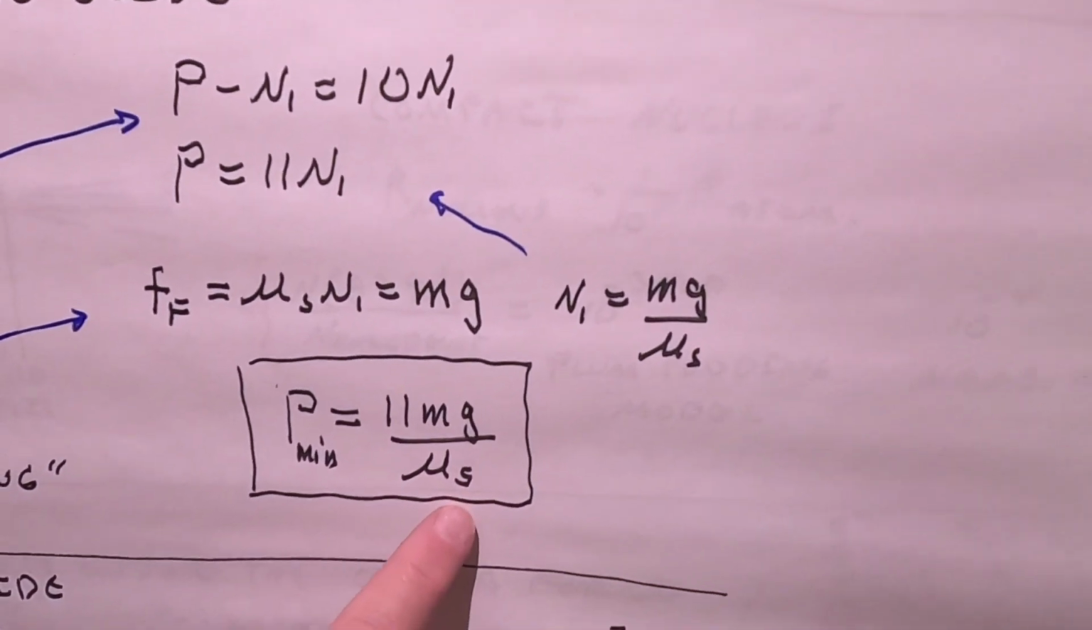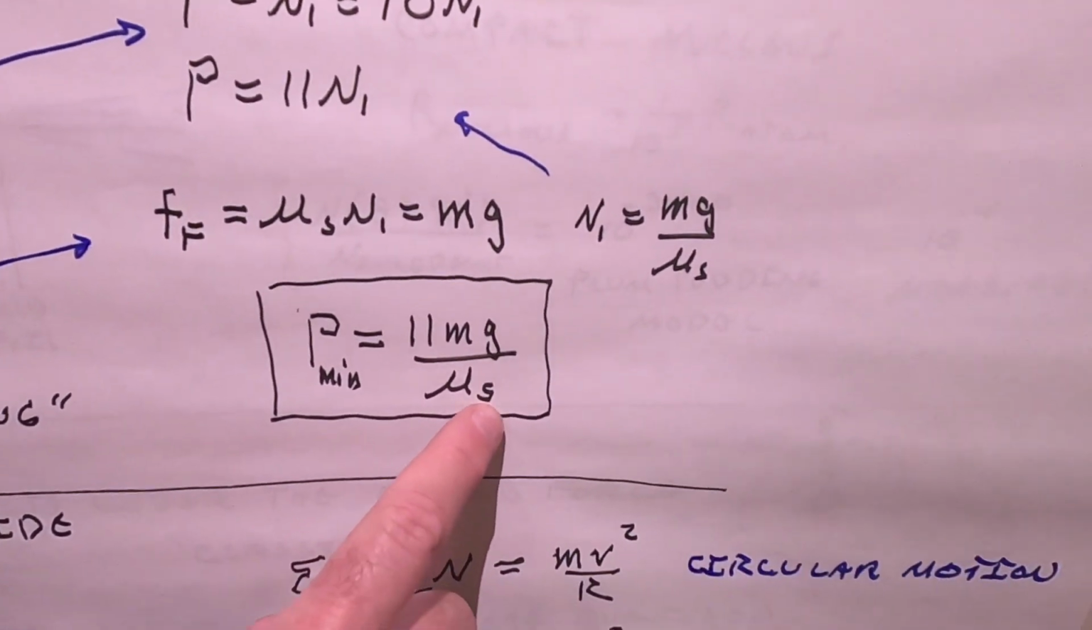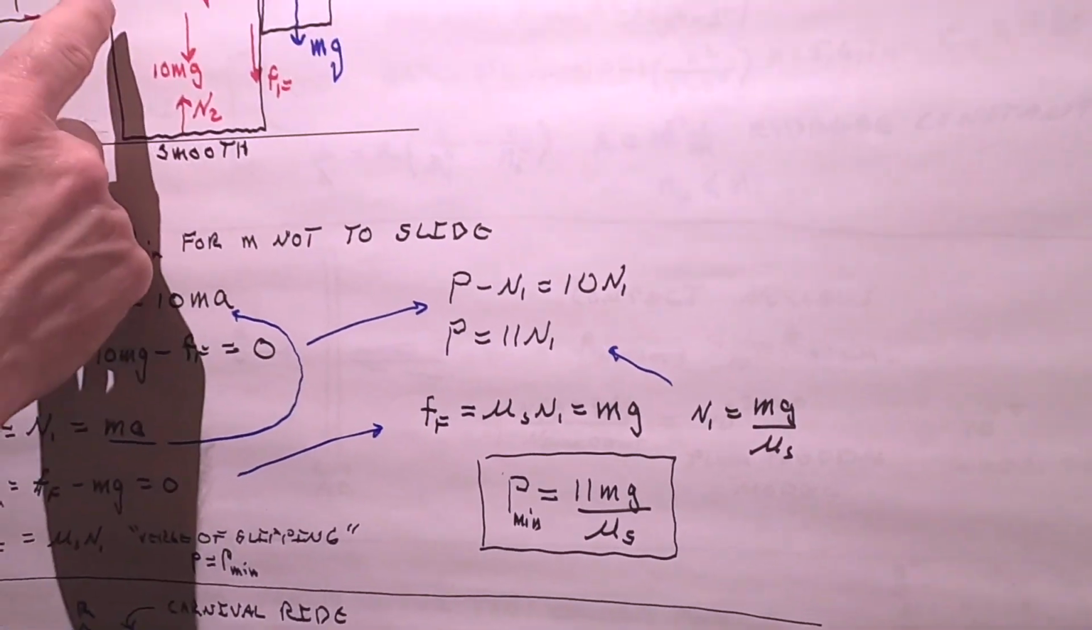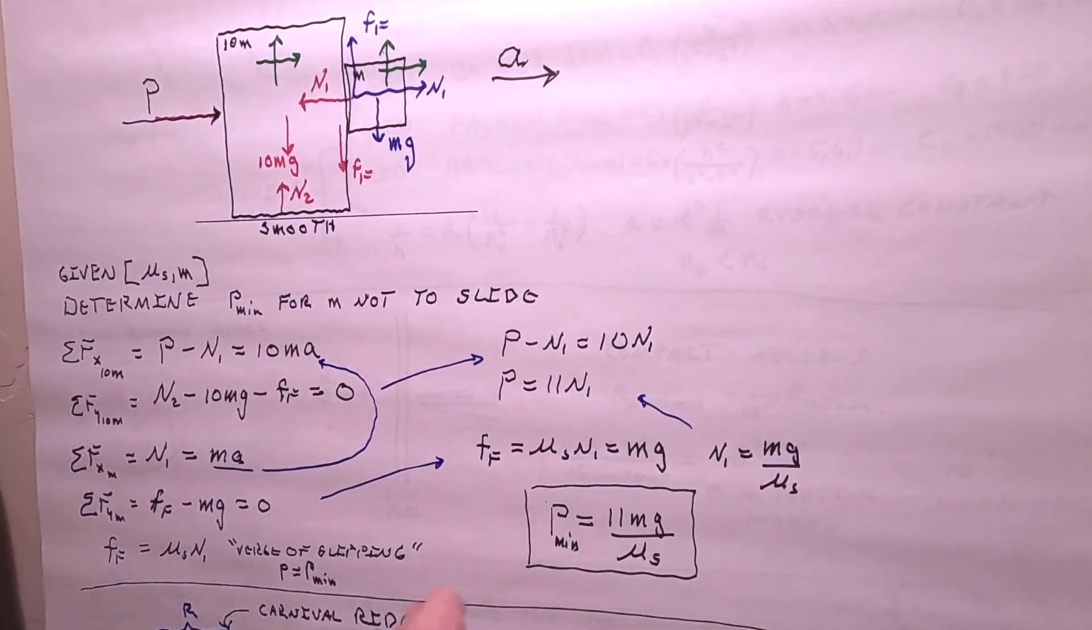And you can see if mu s were 0, this would be infinite. It would require an infinite amount of force to keep that from falling right here.